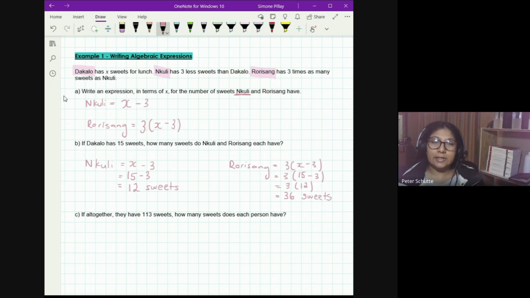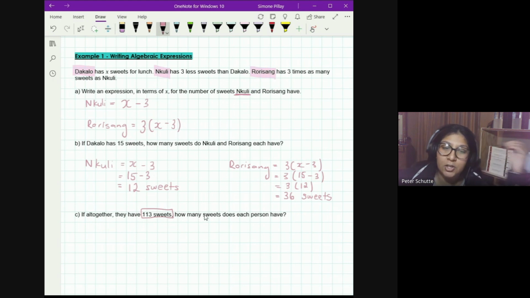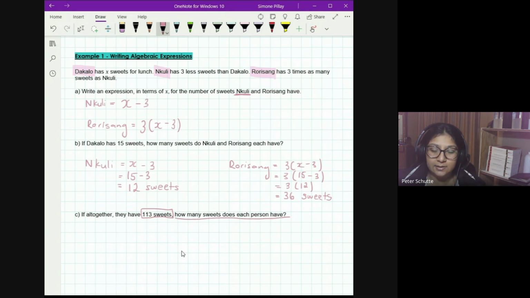Okay, so look at this, Itandile. Ignore the answer that I got from here and from this, because this was just an if scenario. It said if the Carlo had 15 sweets, this is how many sweets Nkuli would have, and this is how many sweets Rory-san would have. Now it's a new scenario. It says if all together they have 113 sweets. So when you add up the Carlo sweets plus Nkuli sweets plus Rory-san sweets, you get 113. How would you use that information to be able to calculate how many sweets each person has?